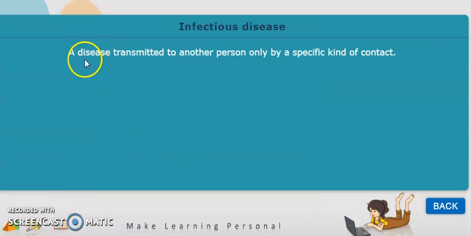Next we have infectious disease. A disease transmitted to another person only by a specific kind of contact is termed as infectious disease. Now what does this term specific kind of contact mean? Children, it means if we have direct contact with that particular person through that infected region, just like transmission of conjunctivitis, where the eye turns red. So that is an infectious disease. Common cold, okay. These are certain basic examples of infectious disease. There are a lot more, but these two are the basic ones.